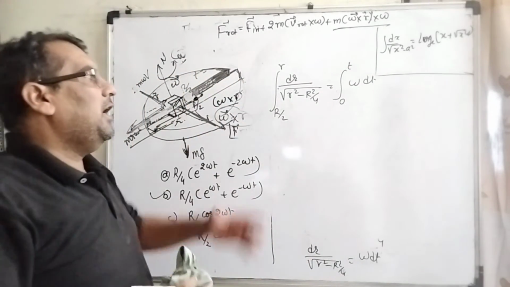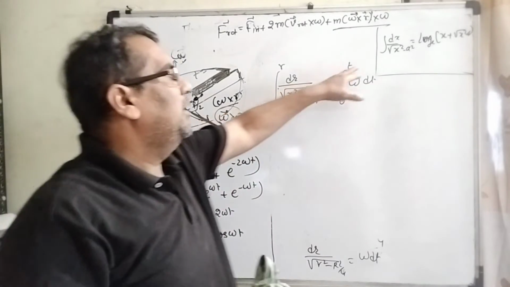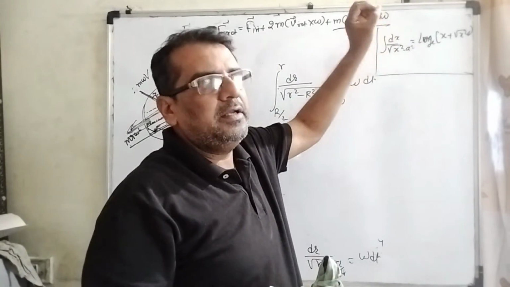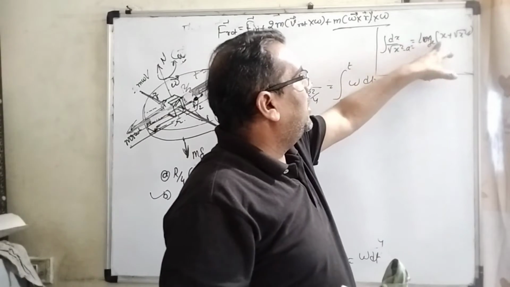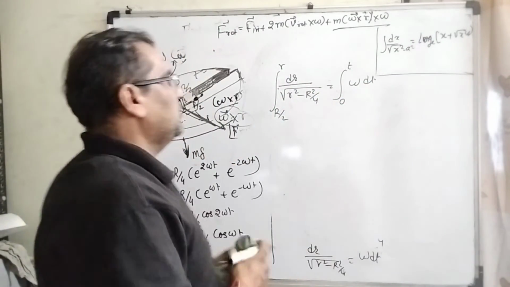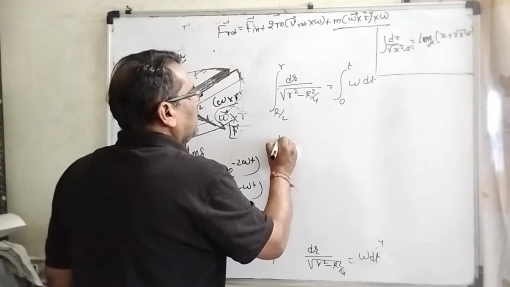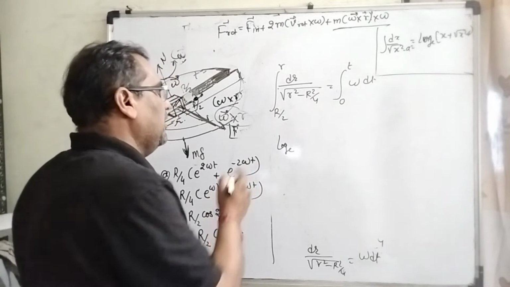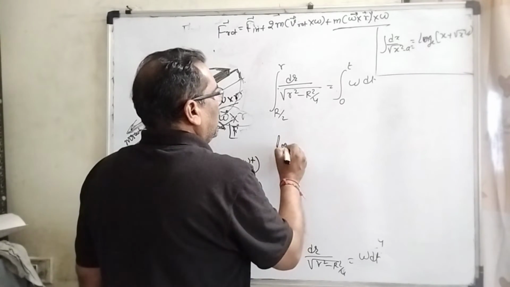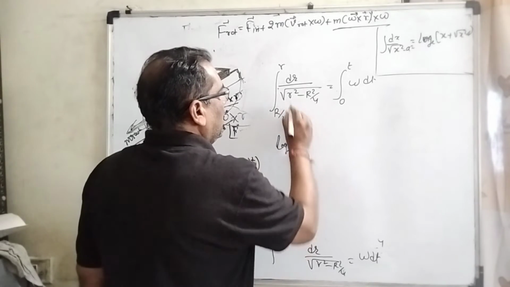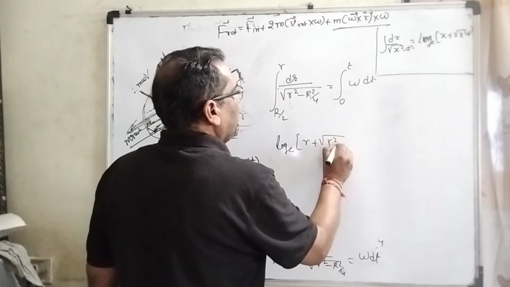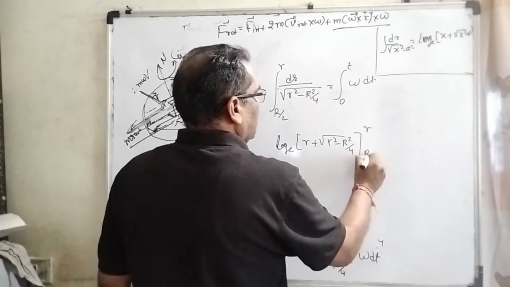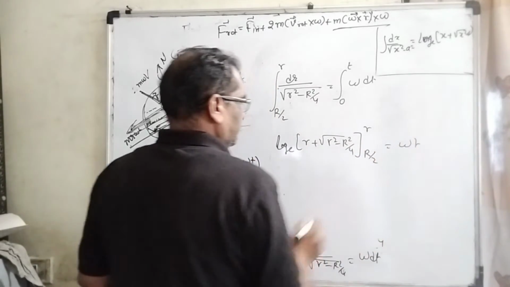Then there is a mathematical identity: the integration of dx by root x square minus a square can be written as ln, or natural log, of x plus root x square minus a square. So we are using this identity. Log e means natural log; sometimes it is written as ln. So ln of r plus root r square minus capital R square by 4, with upper limit r and lower limit R by 2, equals omega t.